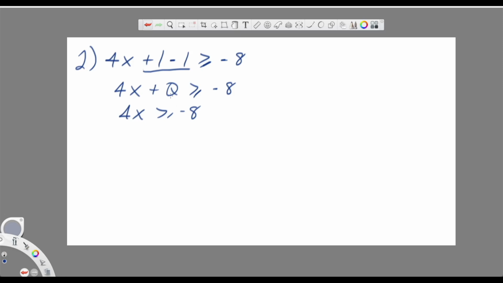You're going to have to get rid of the 0 no matter what. And that's why I said, instead of putting 0, you could just cancel these out since you already know the value is 0. So we're going to drop everything else. We drop the 4x, we drop the greater than or equal to sign, and we drop the negative 8.